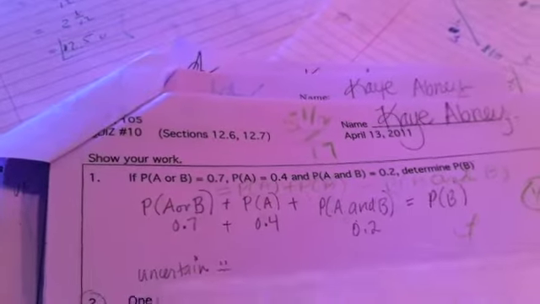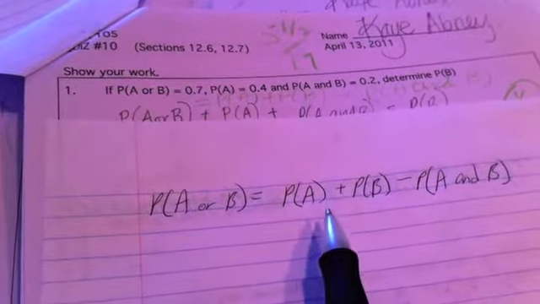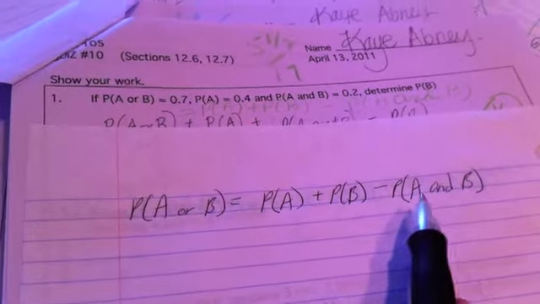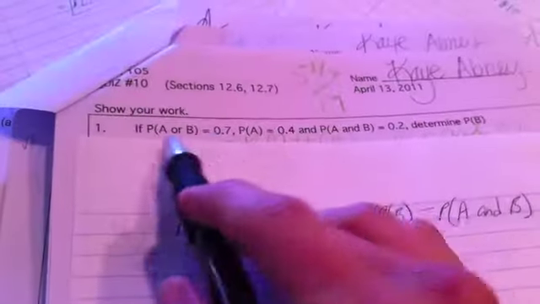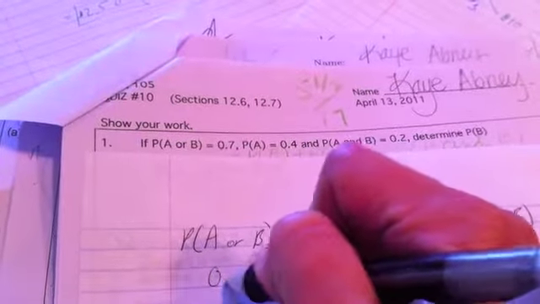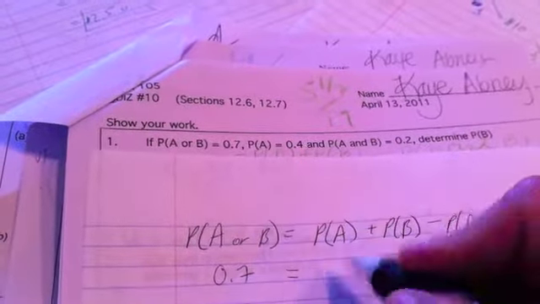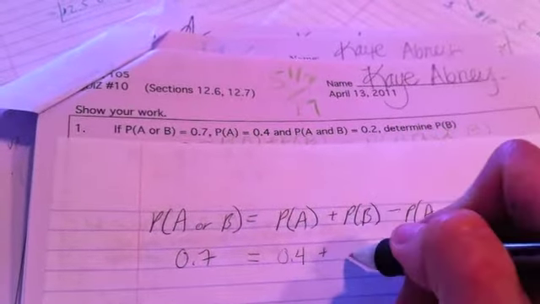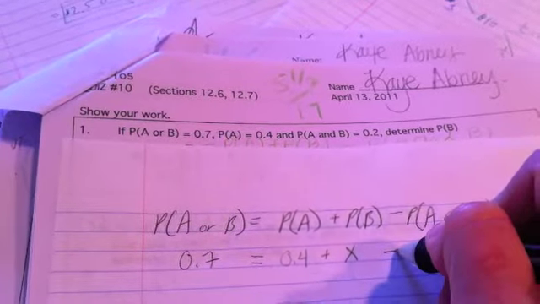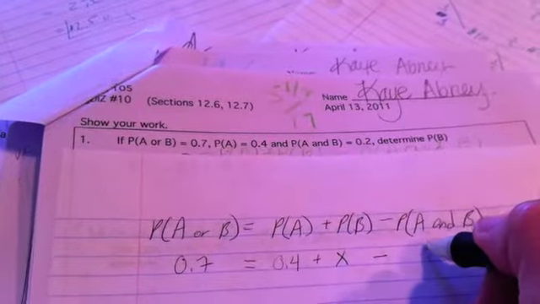So here we're going to use our formula that the probability of A or B is the probability of A plus the probability of B minus the probability of A and B. So we're going to plug and chug stuff in. They say the probability of A or B is 0.7, and that should equal the probability of A, which is 0.4, plus the probability of B, which we don't know, so I'll call that X, and minus the probability of A and B, which they tell us is 0.2.